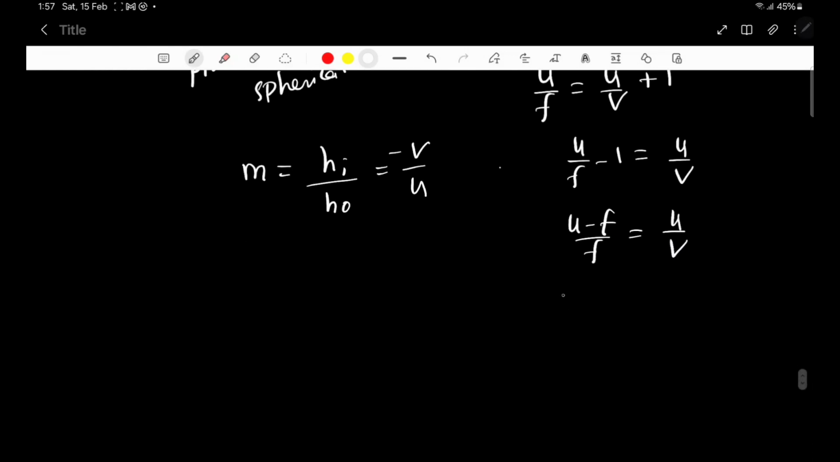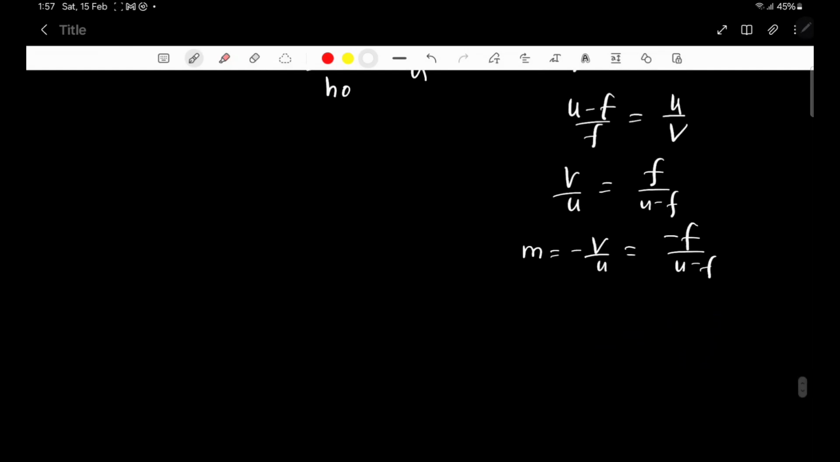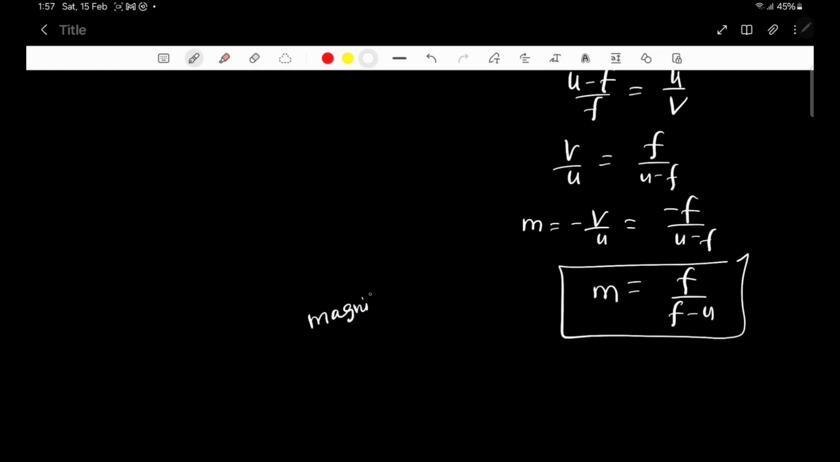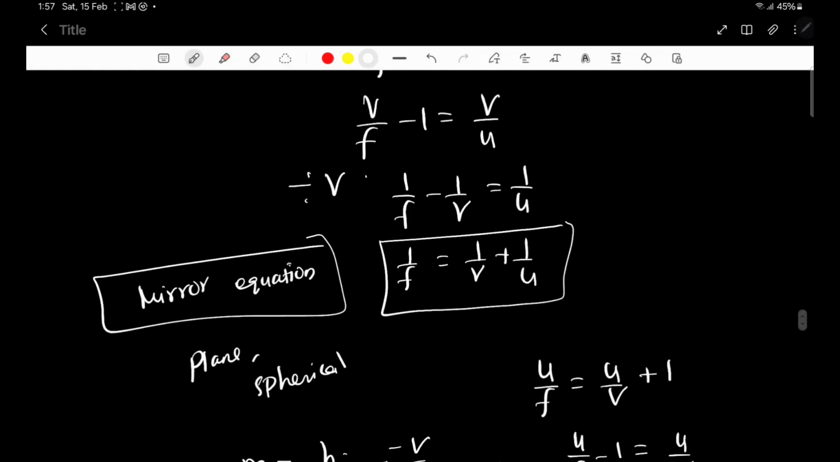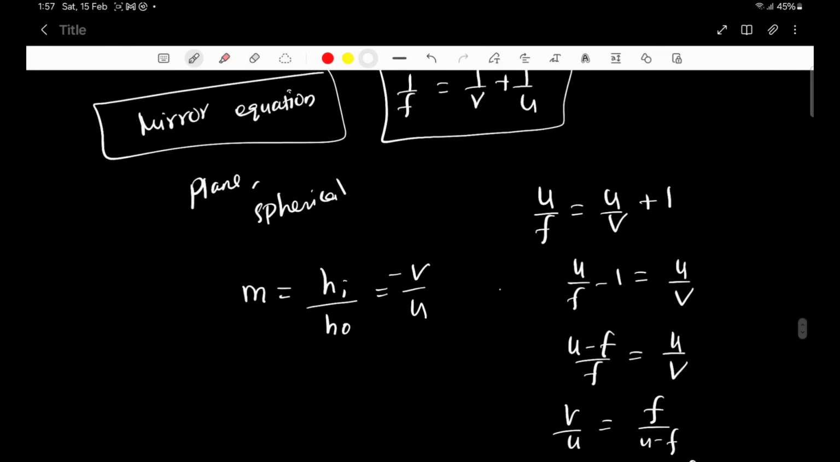So, what I got here? I got v by u equal to f by u minus f. But we know the expression for magnification. Magnification is minus of v by u. So, it is a minus of f by u minus f. I can rewrite the same as f by f minus u. So, it is the magnification in terms of the object distance, magnification in terms of u. Similarly, if you multiply the entire mirror equation with v on either side, you can get the magnification in terms of v also.